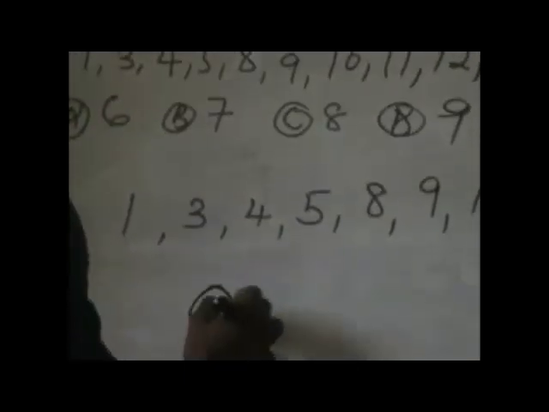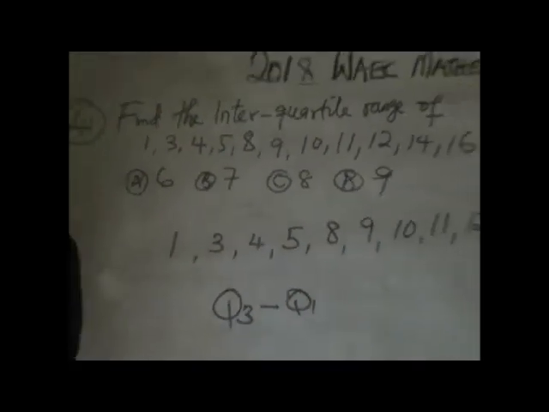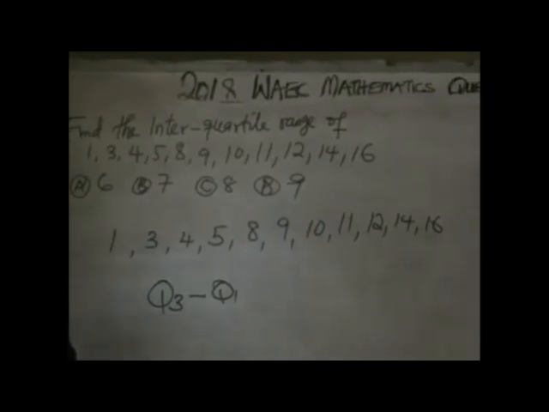That's the first step. Now, don't forget, interquartile range is Q3 minus Q1. Also, if you have to find the semi-interquartile range, you divide this expression by 2. For now, it's just the interquartile range, which is Q3, the upper quartile, minus Q1, the lower quartile. So how do you do this? What you simply do is find the median of this set of values.